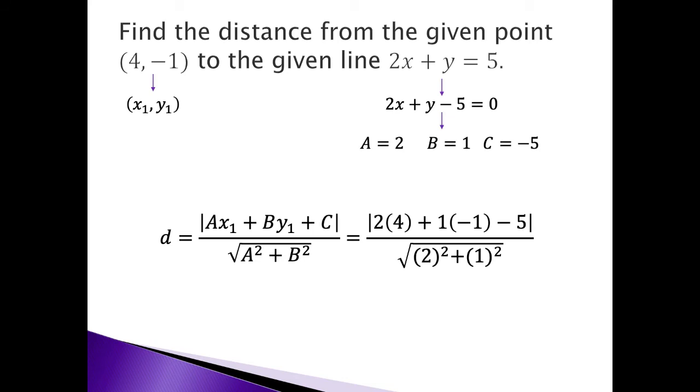Then using that d equals the absolute value of a times x1 plus b times y1 plus c, all of that's at absolute values, over the square root of a squared plus b squared, and we get 2 times 4 plus 1 times -1 minus 5 over the square root of 2 squared plus 1 squared. Simplifying, we get the absolute value of -5 over the square root of 5, which simplifies to the square root of 5. It is perfectly good to leave the square root in the denominator.